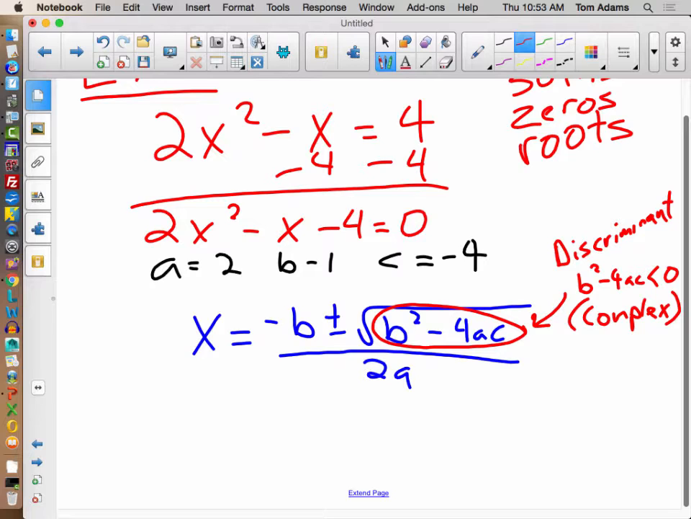Because I think somebody was working on Khan Academy and they said, what's the discriminant? And I said, oh, it's b squared minus 4ac. And they're like, oh, yeah, you're right. So just keep that in mind. It doesn't relate to the homework today, but it does relate to school.